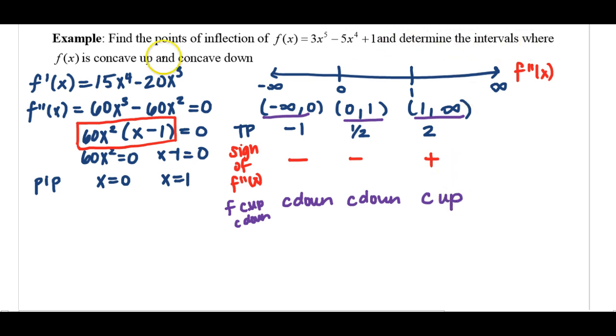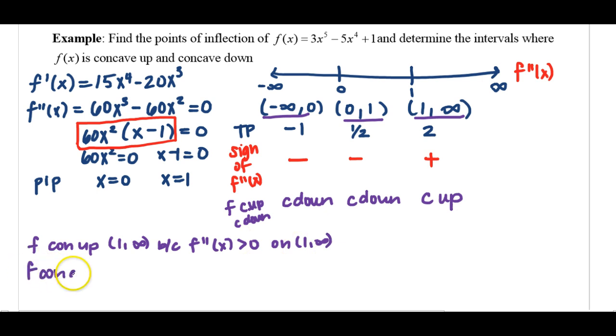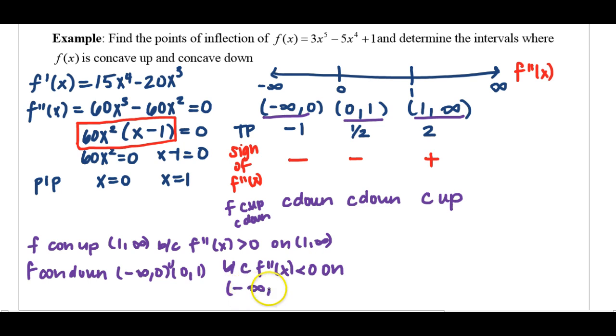So determine the intervals where f is concave up and concave down. So f is concave up from 1 to infinity because f double prime of x is greater than 0 on 1 to infinity. We have f is concave down on the interval from -infinity to 0 and 0 to 1. Should have been a u there. Because f double prime of x is less than 0 on each of those intervals, -infinity to 0 and 0 to 1. So that's the conclusion about the intervals of concave up and concave down.